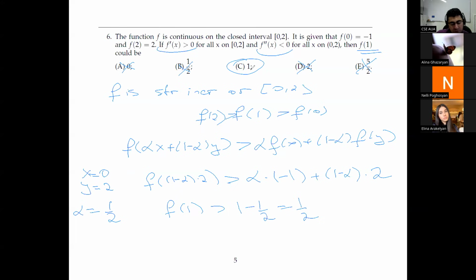So the main point of this exercise was to use the definition of concave down functions, and choose x, y from 0 to 2, and alpha as 1/2, to get information about f(1). f(1) should be greater than 1/2. The only potential answer here is C. Questions?